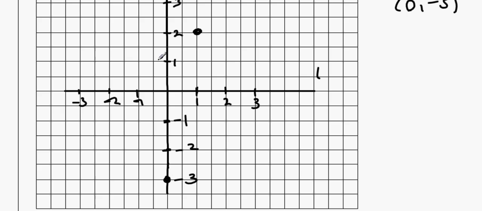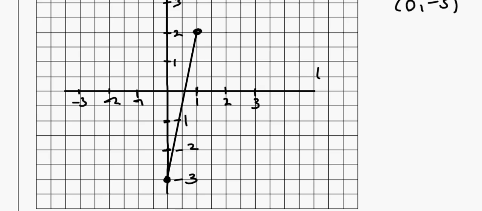Then what we've got to do is just link them up together using a line. This is all we've got to do here, and that is our line. Our line is drawn. This is our line.